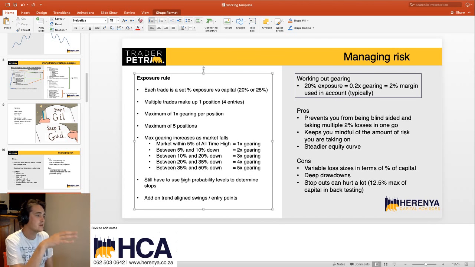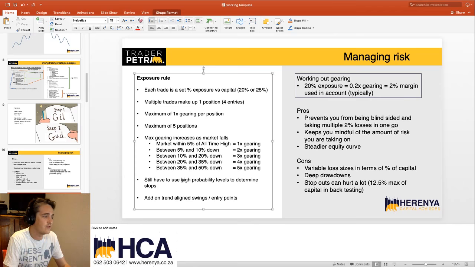So the pro here is it prevents you from being blindsided by the market and taking multiple 2% losses in a row. So it keeps your gearing and your exposure down. So it's a bit more conservative on the one side, and it keeps you mindful of the amount of risk you're taking, and it slows down the volatility of your return. Okay, because your return profile is a bit smaller because you're taking less risk.